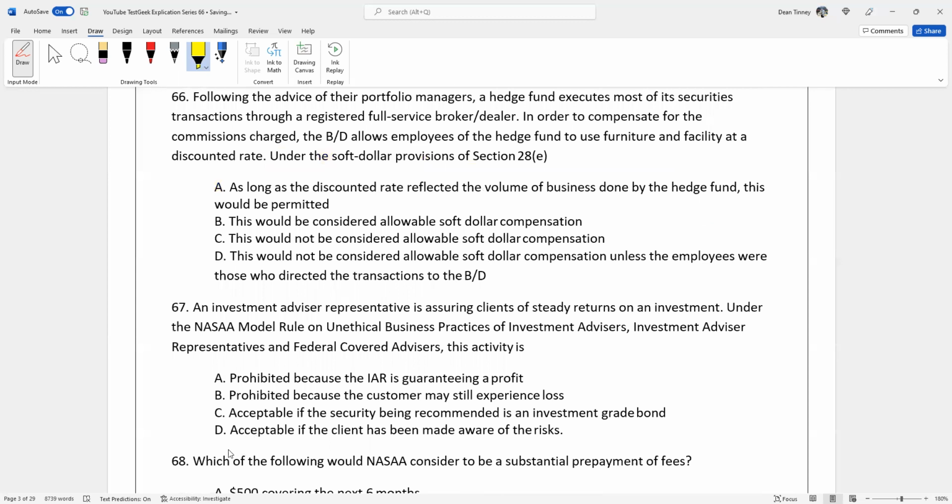Following the advice of their portfolio managers, the hedge fund executes most of its securities through a registered full-service broker-dealer. In order to compensate for commissions charged, the BD allows employees of the hedge fund to use furniture and facilities at a discounted rate. And remember, it's very testable to know what soft dollar compensation broker-dealers can provide to investment advisors that are running transactions through the broker-dealer. So it's not so much about the hedge fund. Hedge funds, the fund itself is typically not registered, but the manager of the hedge fund is registered as an investment advisor. And so this is really about what can broker-dealers do to help investment advisory firms help their clients.